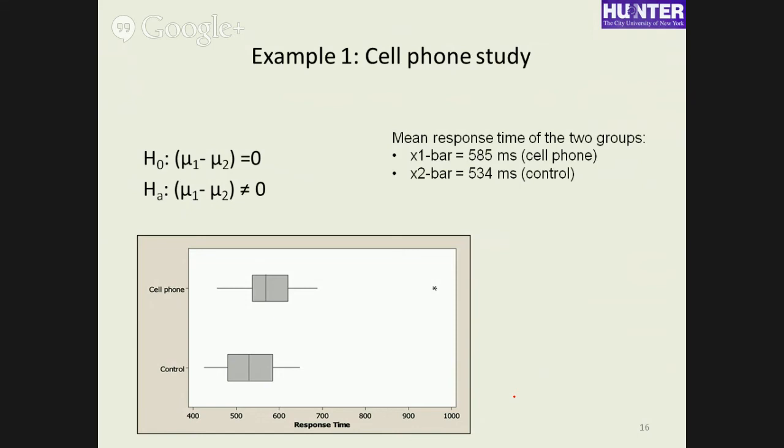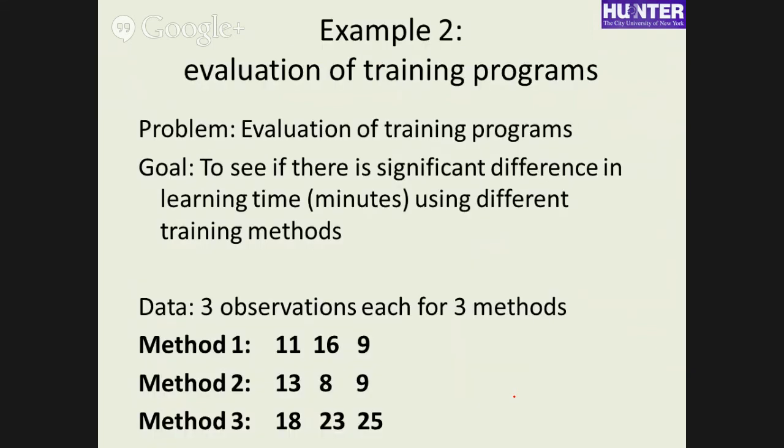So remember the cell phone example where we're comparing cell phone users to controls who are not using a cell phone. We used a t-test to compare that. We also used a paired t-test. If we were to add another group to that, so voice only and voice plus data, that would then be into the realm of analysis of variance. Let's talk about another example though.